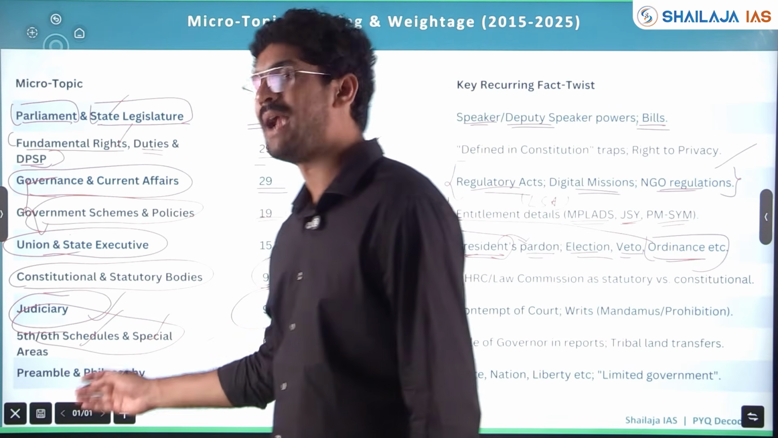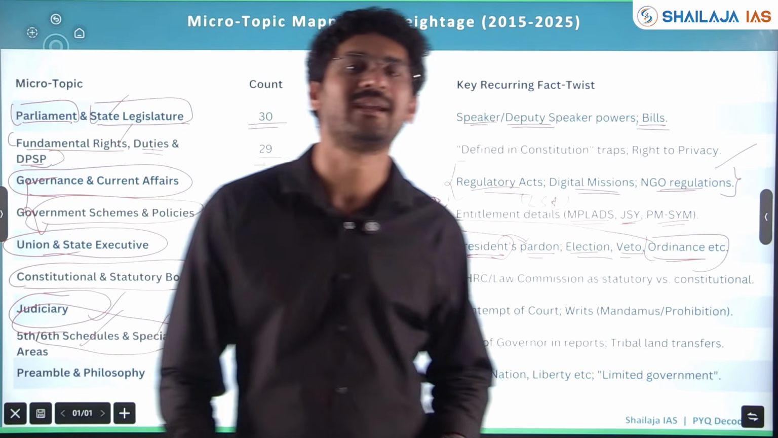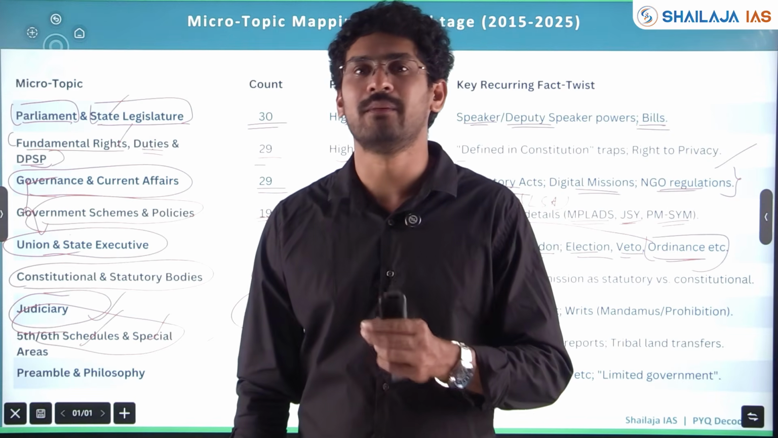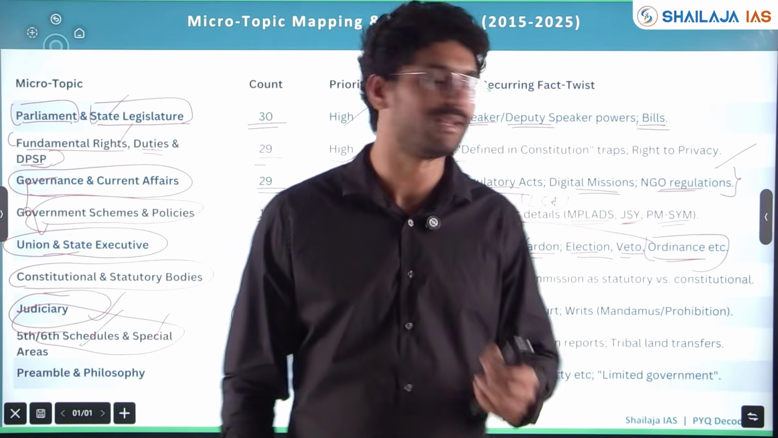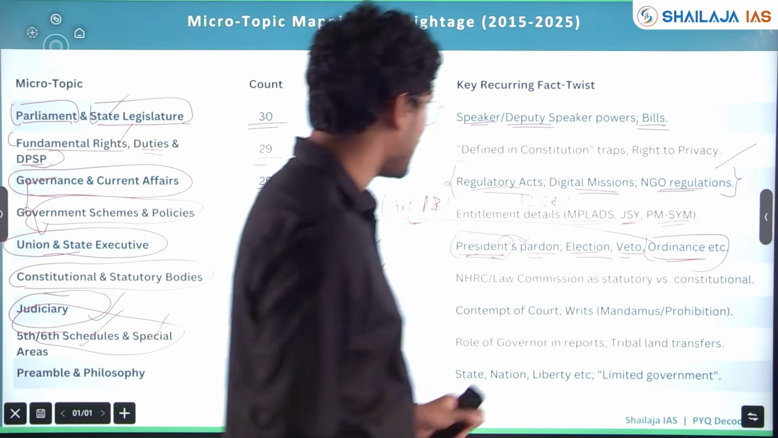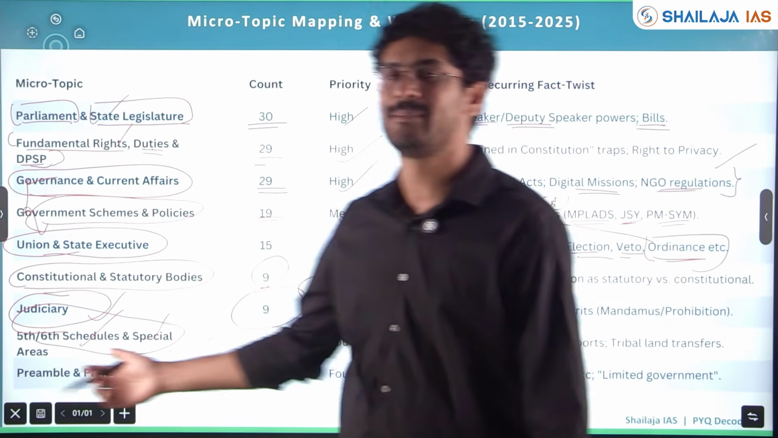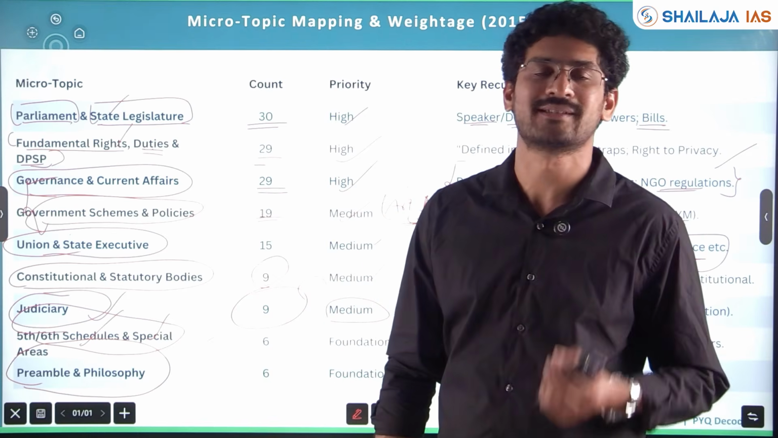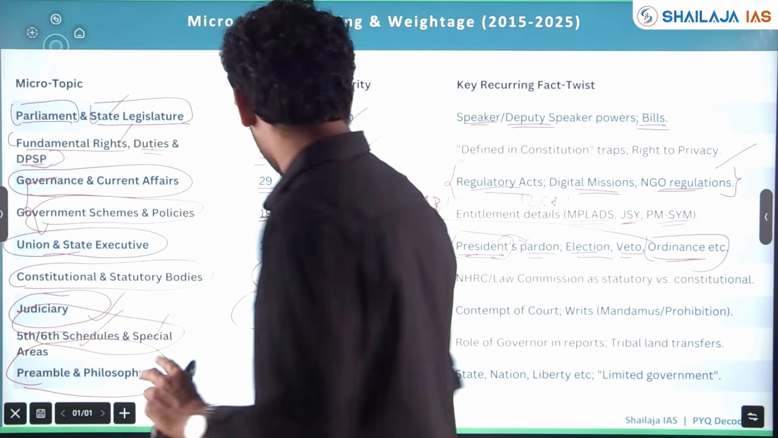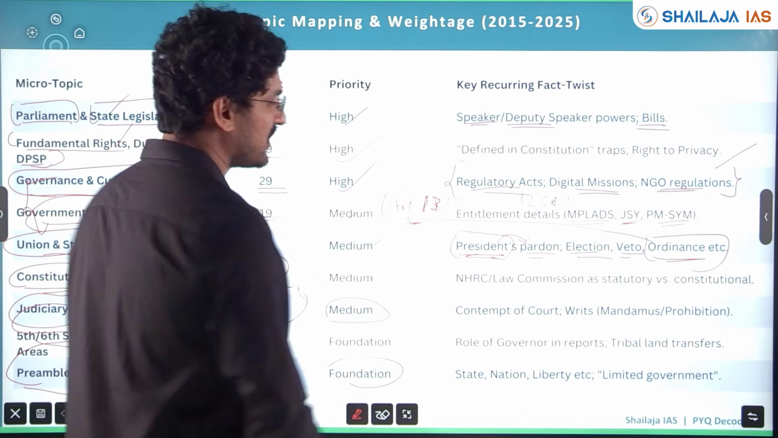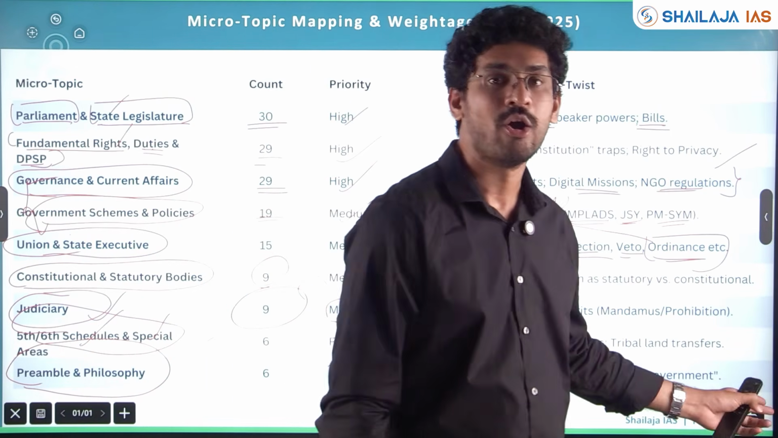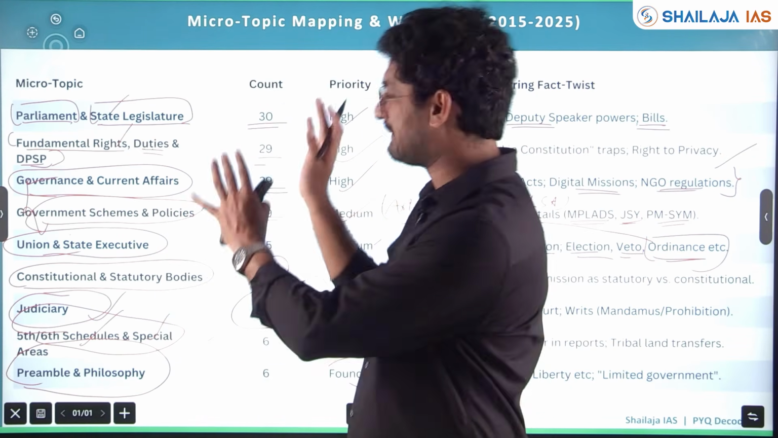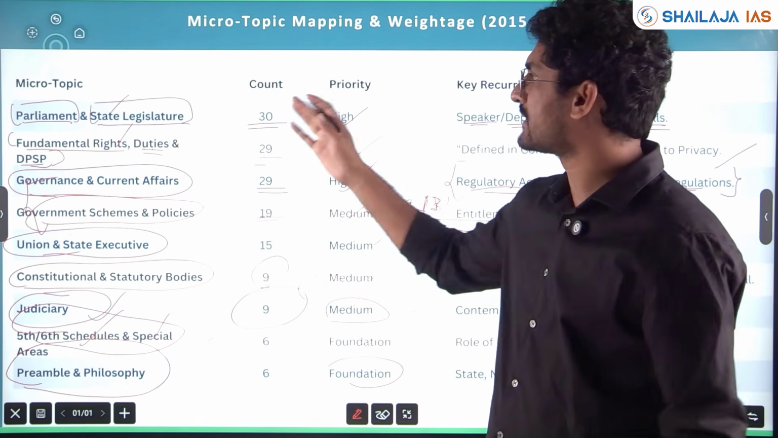Next, the preamble and philosophy. Define state, define nation. What stands for positive liberty and negative liberty? If you study the 11th political theory text, all the philosophy is there, and it is mentioned very crisply in the preamble. So this is also a very important area, where 1 or 2 questions come each year or every other year. State, nation, liberty, limited government, all these philosophical concepts have come from here. This is the trend of the last 5 to 10 years.